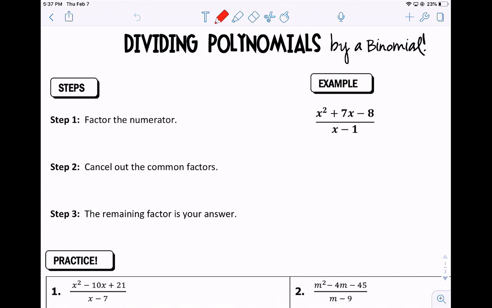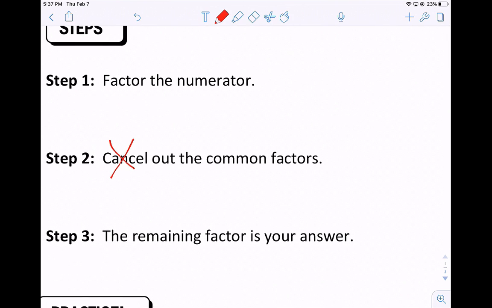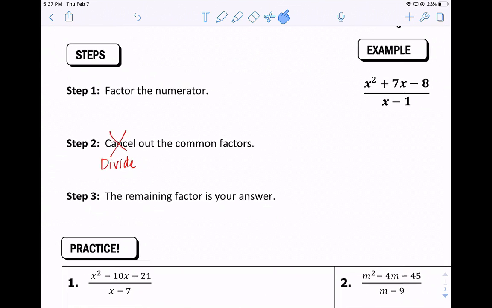I prefer the word divide out. So instead of cancel, we're going to say that is going to be divide, right? So when we are factoring, we are dividing. So we're going to divide out, not so much cancel. It's going to look like canceling, but technically it's dividing. And then the remaining factor is your answer.